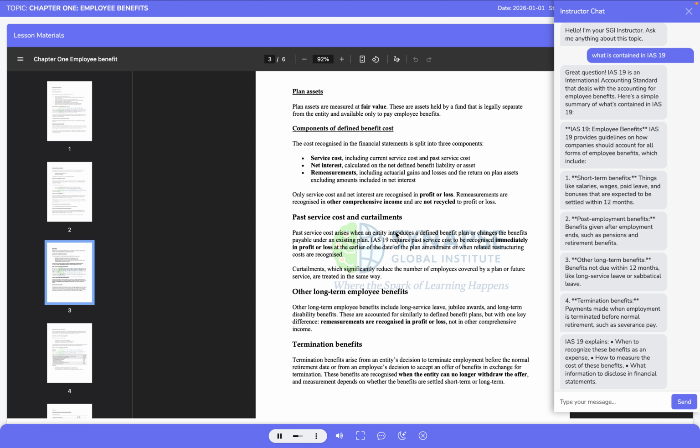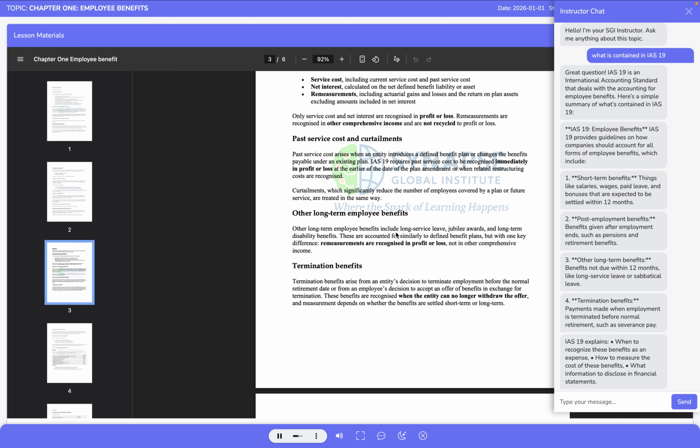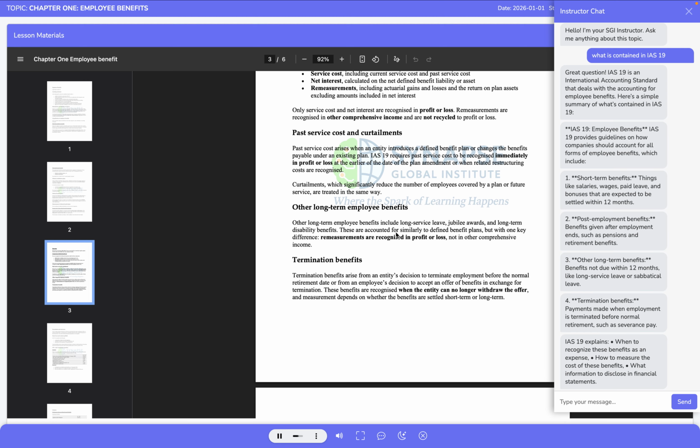Past service cost arises when an entity introduces a new defined benefit plan or changes the benefits payable under an existing plan. IAS 19 requires past service cost to be recognized immediately in profit or loss at the earlier of the date of the plan amendment, or when related restructuring costs are recognized.